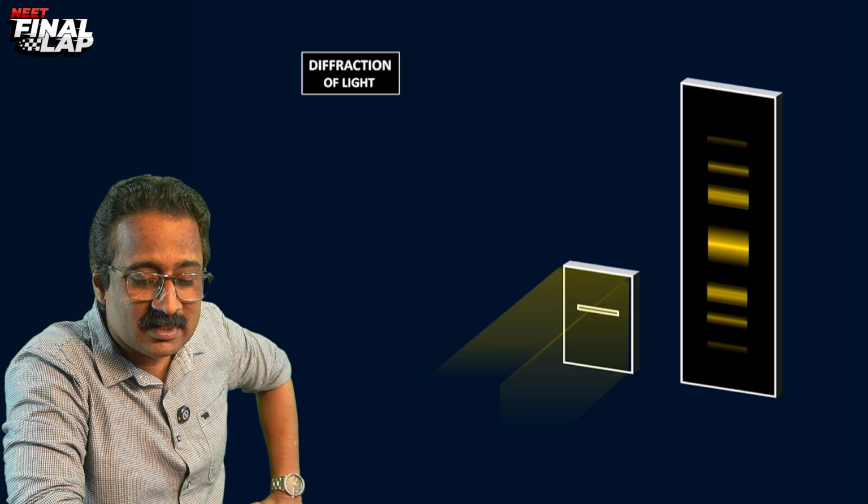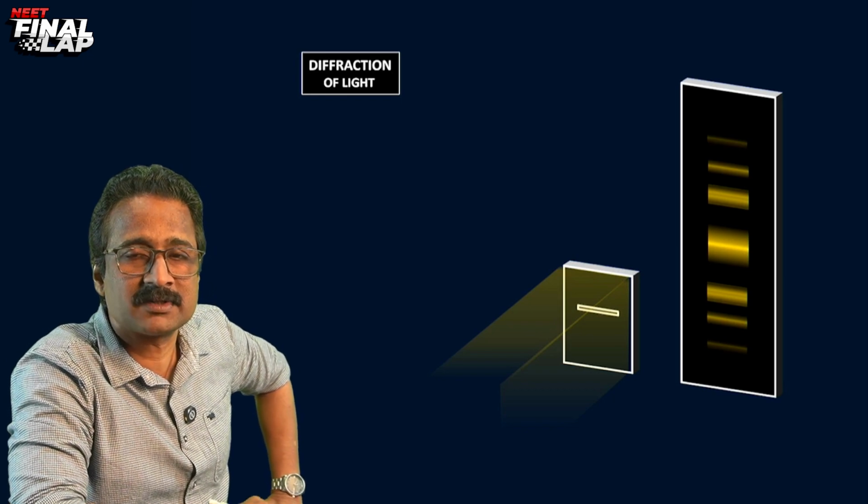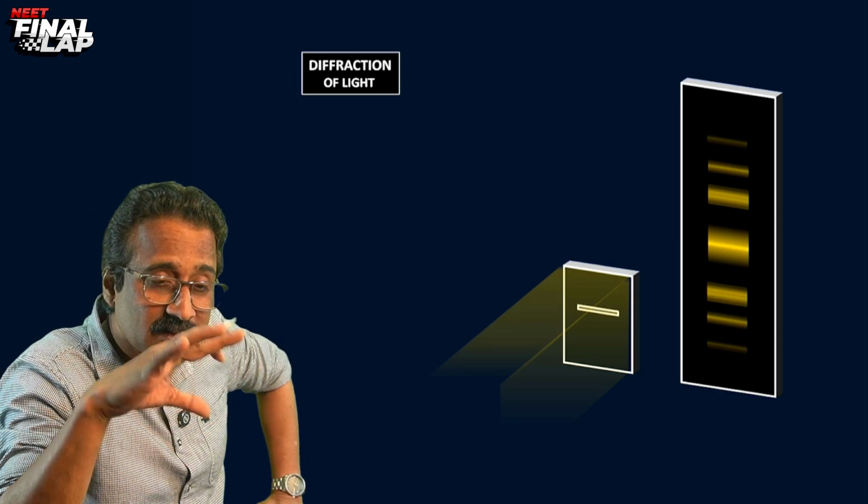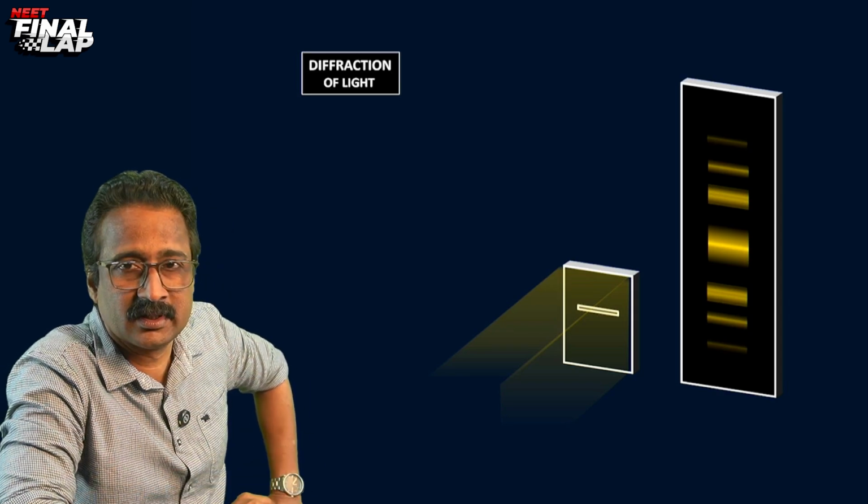This is a diffraction pattern when light passes through a very narrow rectangular slit. Now we study this pattern very seriously in this chapter.